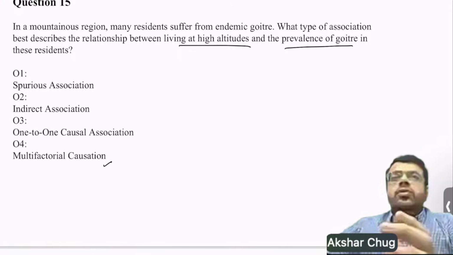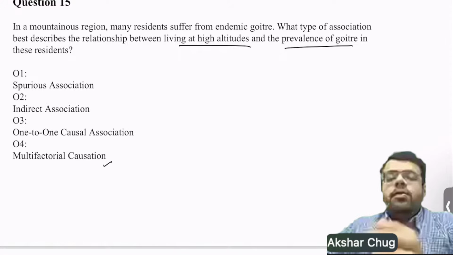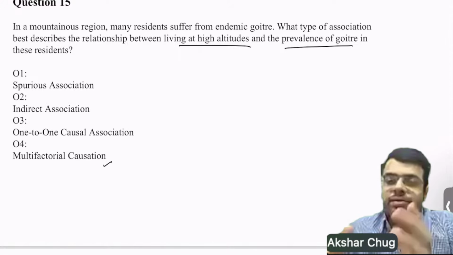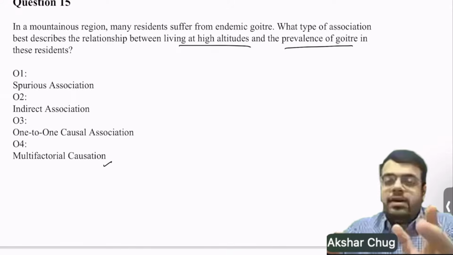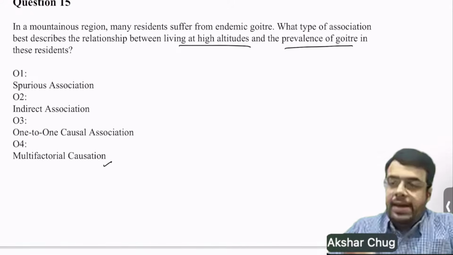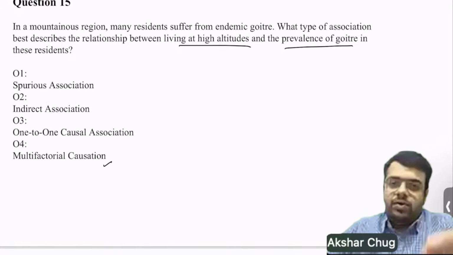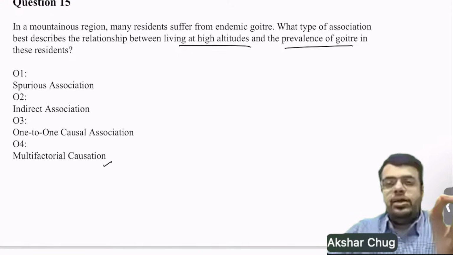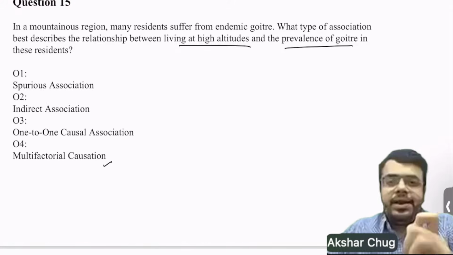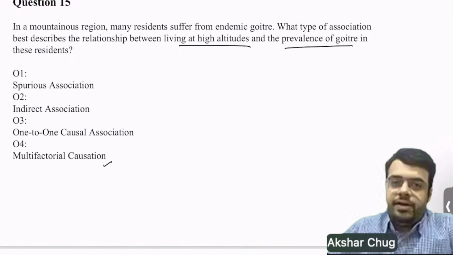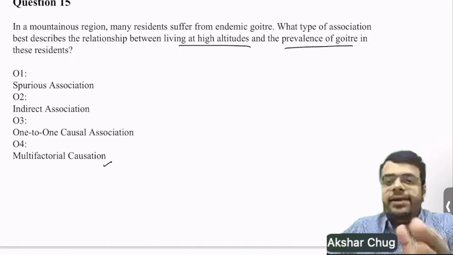For example, for any disease such as diabetes, genetics, food, dietary habits, exercise, all of these factors will play a role in causation. A one-to-one causal relationship is pretty rare to find, in which only one particular risk factor is associated with one disease. Generally, it is seen in infective diseases, but even in the case of infective diseases, the environment also matters a lot and not just an agent.